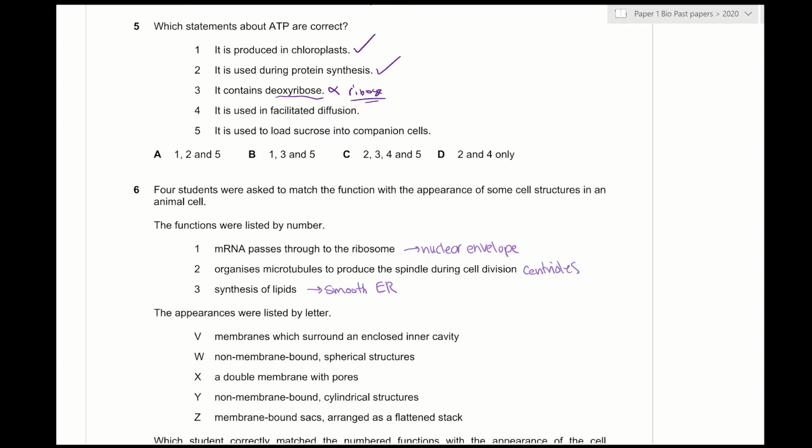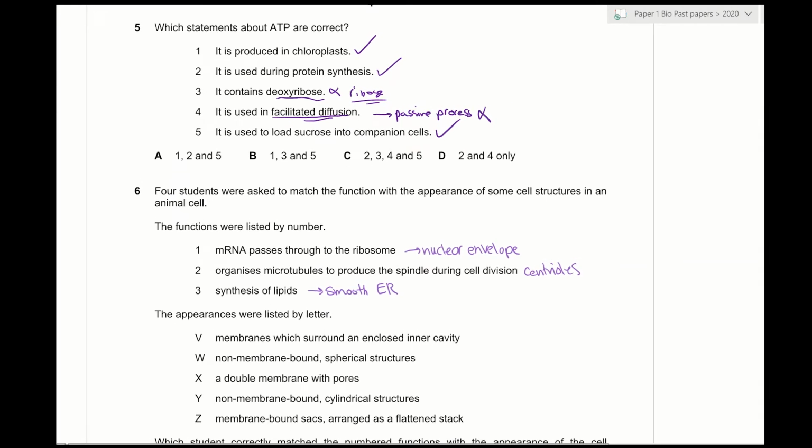4. It is used in facilitated diffusion. As we know, facilitated diffusion is the movement of substances through transport proteins down concentration gradient. Therefore, it is a passive process. Therefore, it does not require ATP, so it is incorrect. 5. It is used to load sucrose into companion cells. This is correct because ATP is used in proton pumps where they pump H+ ions out of companion cells. Therefore, the answer is going to be A.